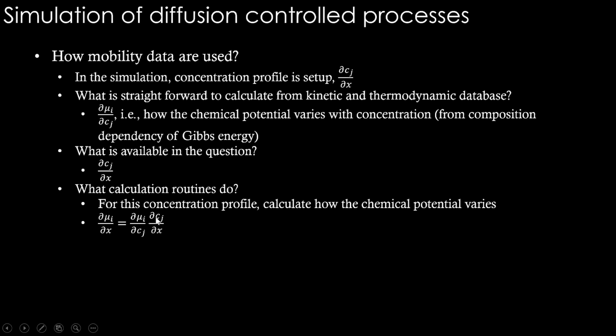Alright, so we have it. And this ∂μ/∂C is how chemical potential varies with respect to concentration. So if we have the concentration from the question, we can calculate how μ changes with respect to concentration. This comes readily from the thermodynamic databases, as we said. So if we put these two things together, then we get how chemical potential varies with respect to distance.